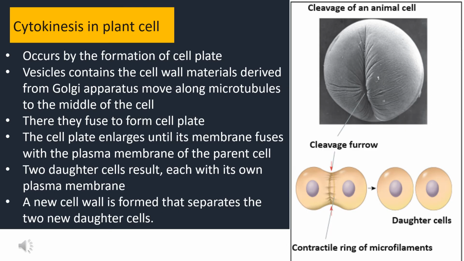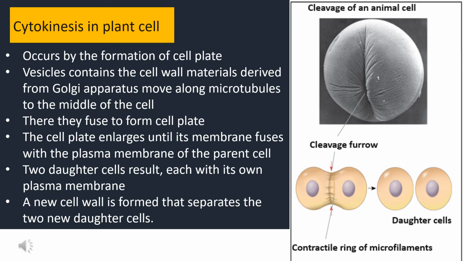Is cytokinesis in animal and plant cells the same? No. Cytokinesis in plant cells, which have cell walls, is markedly different. There is no cleavage furrow like in animal cells. In plant cells, cytokinesis occurs by formation of a cell plate.